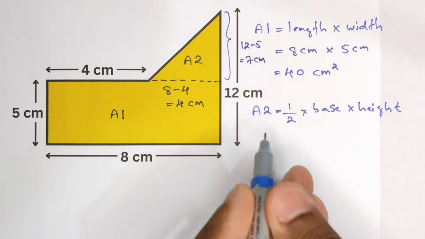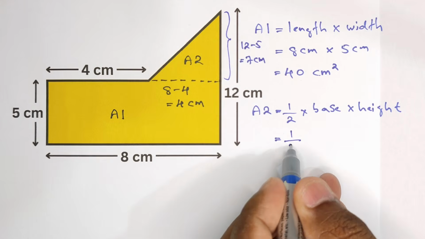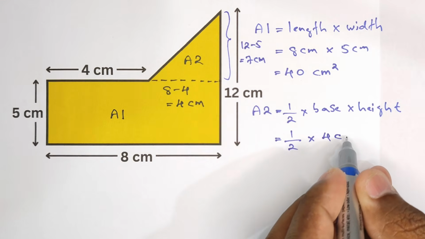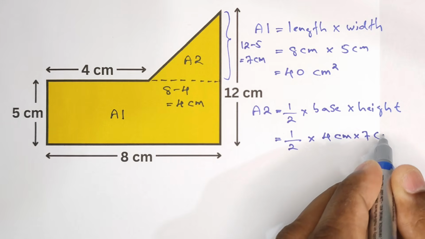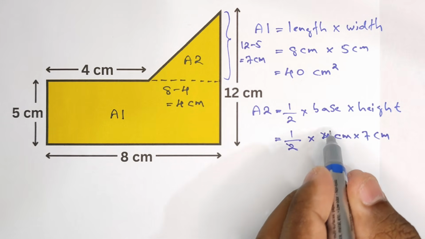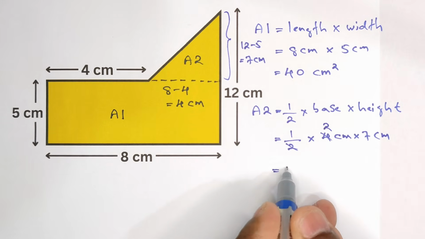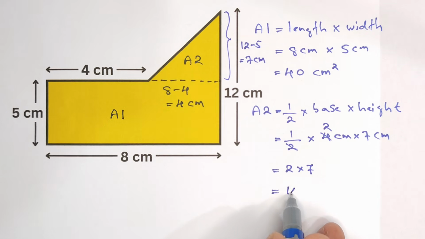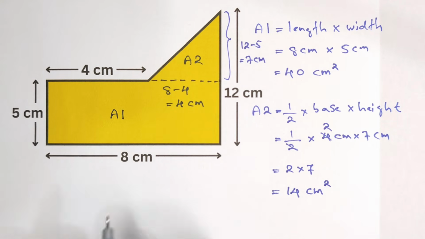Now let's apply these values to the formula: 1/2 times 4 times 7. First, we can simplify by taking half of 4, which is 2. So now we have 2 times 7, and 2 times 7 equals 14. So the area of this triangle A2 is 14 square centimeters.